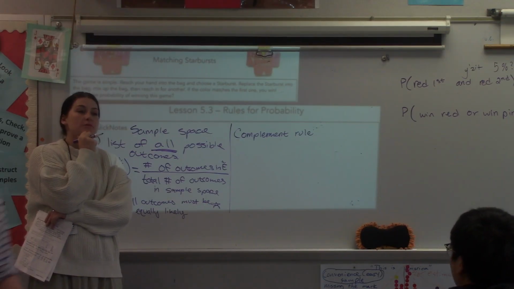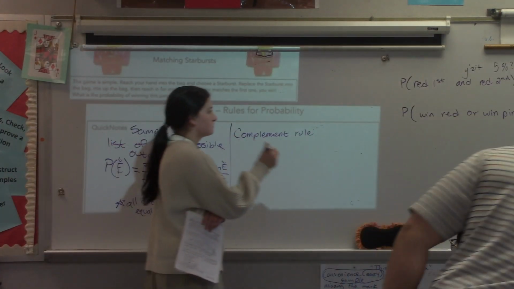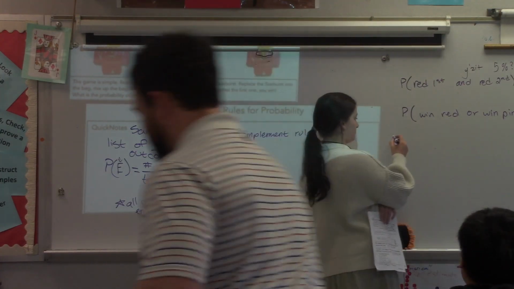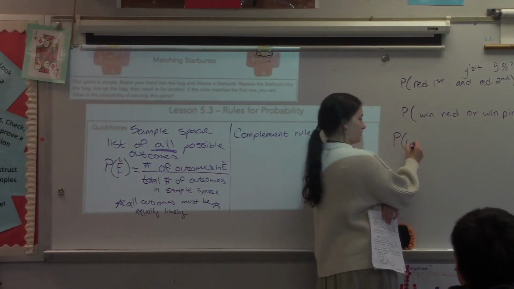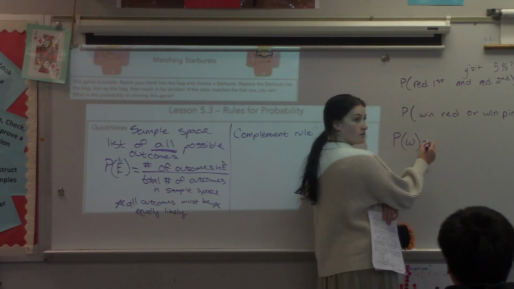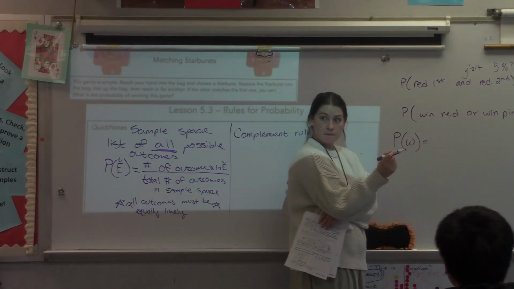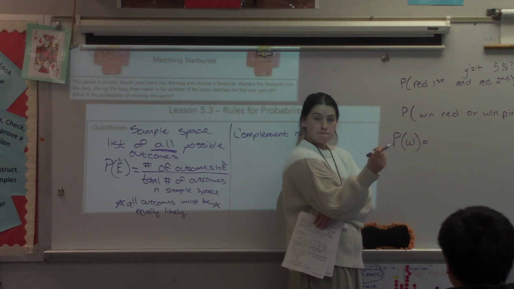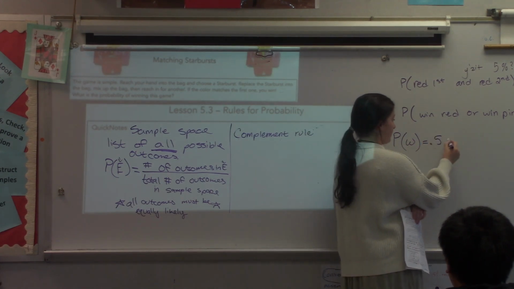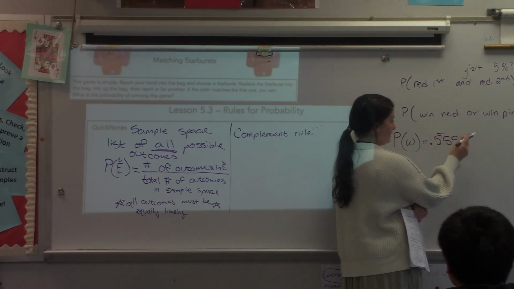So what was the probability of us winning this game? What did we say our probability was? 55%. Oh wait, probabilities are always under 1, so 0.55. There we go, that's a good note. 0.55 repeating, right?